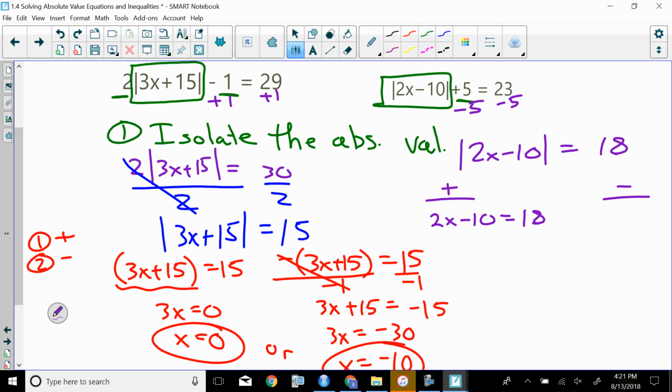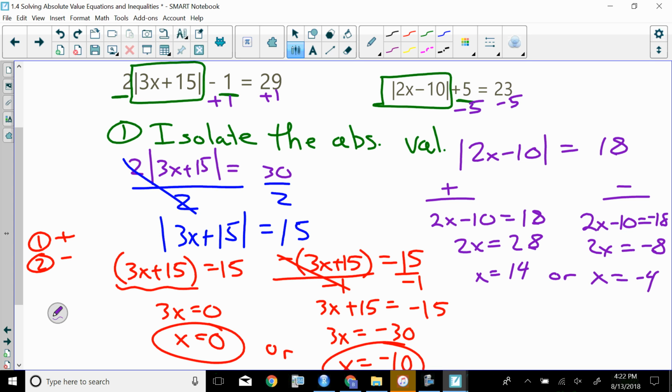Some of you have probably been noticing that I could be just writing 2x minus 10 equals a negative 18, because I end up dividing. No biggie, we could do it this way too. Add the 10, I get 28. Over here, similar method, I'd add the 10, I get negative 8. Divide by 2, I get 14. Or I get a negative 4.